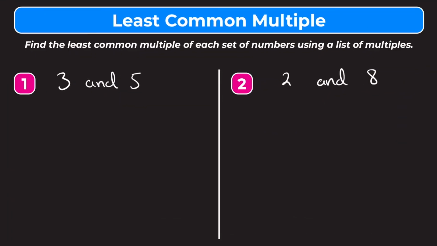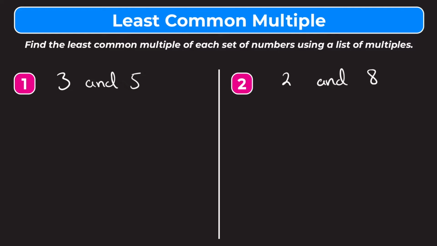In today's video, we're going to be learning how to find the least common multiple of a set of numbers. In order to do this, we have to first know what a multiple is. A multiple is any number that a number can multiply into. Let's go through example 1 and this will become more clear to you.